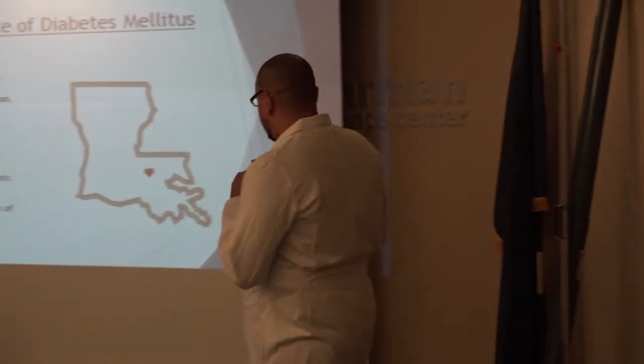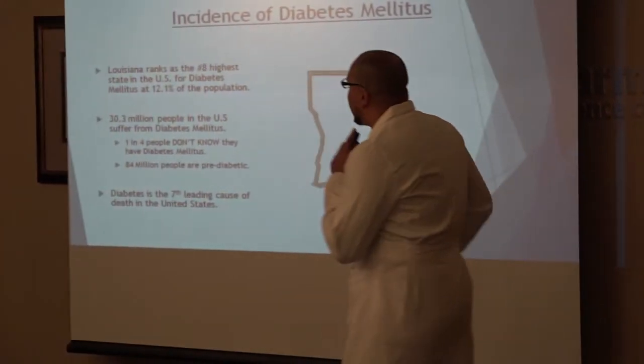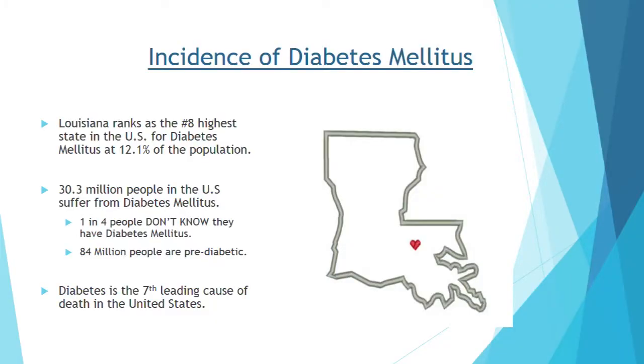Incidence of diabetes. Louisiana ranks as the number 8th highest state in the U.S. at roughly 12.1% of the population. Boudin, Cracklin's. We got good food here. There's definitely a correlation between that. 30.3 million people in the U.S. suffer from diabetes. 1 in 4 don't know they have it. 84 million people in this country are pre-diabetic, meaning they have elevated blood glucose levels or elevated blood sugar, but not high enough to be considered diabetic. And diabetes is the 7th leading cause of death in the United States.